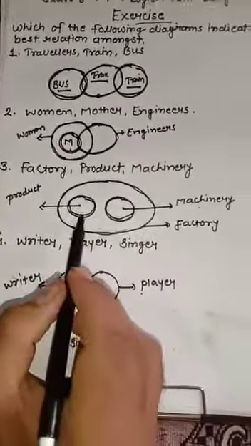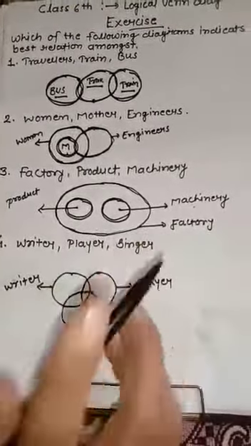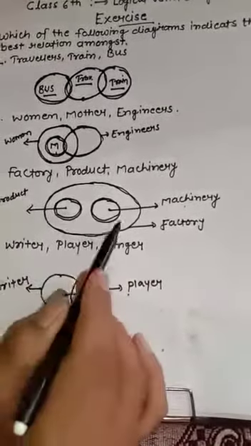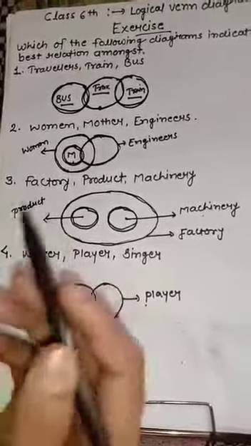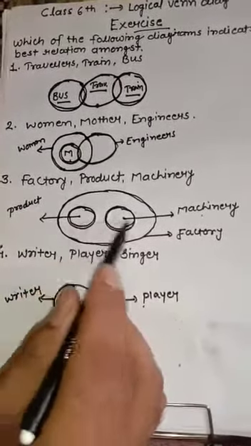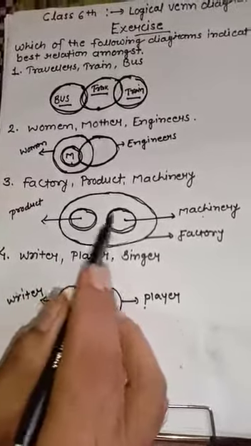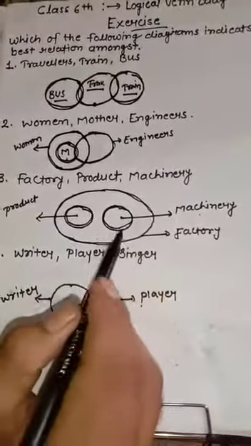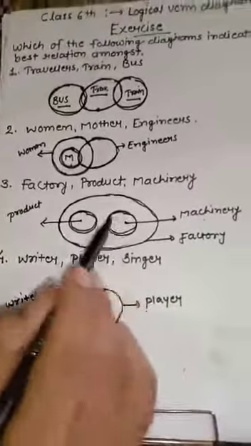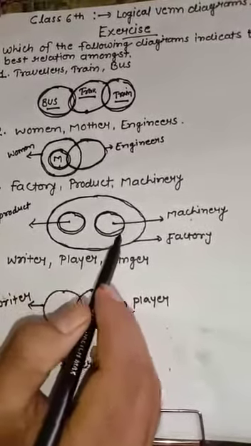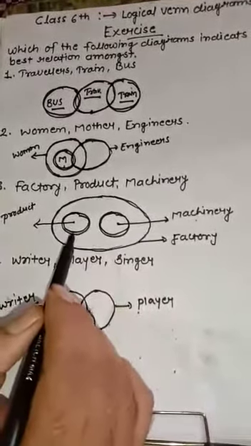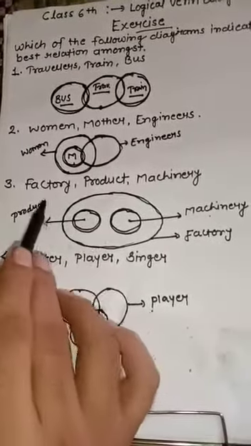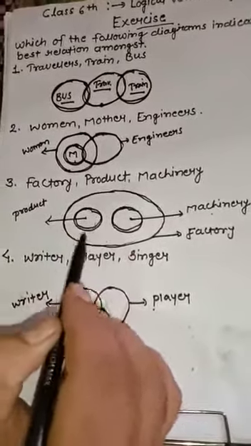Because product and machinery are different kinds of things. There is no such relationship between machinery and product. A product can be the output of machinery, but there is no direct relationship between the two. Product is a different thing and machinery is also a different thing. But both product and machinery come under the factory. Machinery is used in the factory and the product is produced in the factory. So the Venn diagram for the third question, factory, product and machinery, will be like this.